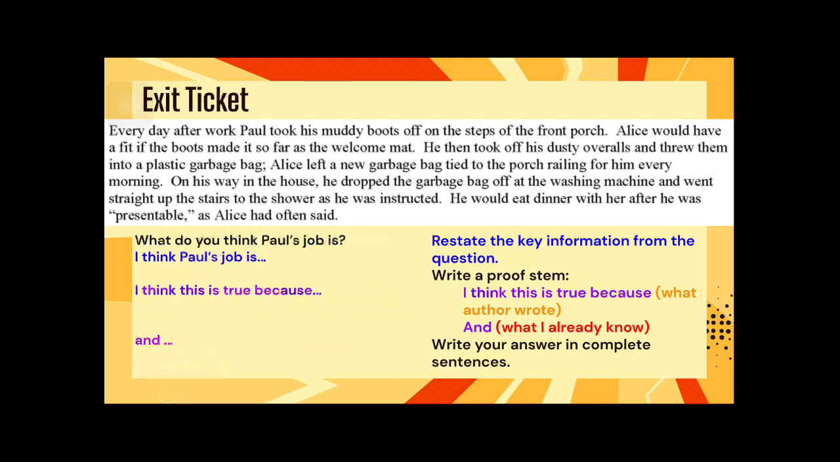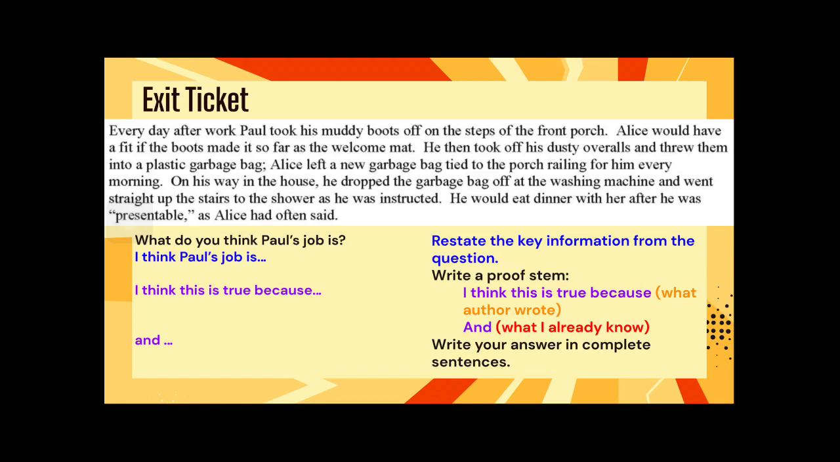I want you to use the same text to infer what Paul's job could be. Okay, there are probably several answers to this, and that's why we're going to use the stems. I think this is true because, okay? So I want you to say, I think Paul's job is blah, blah, blah. I think this is true because... You fill in where in the text you got the information that gives you the clues to understand that. You say, I think this is true because the text says blah, blah, blah.